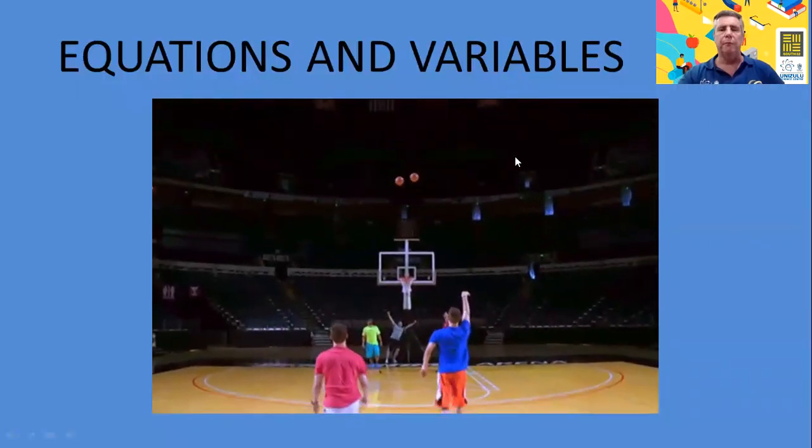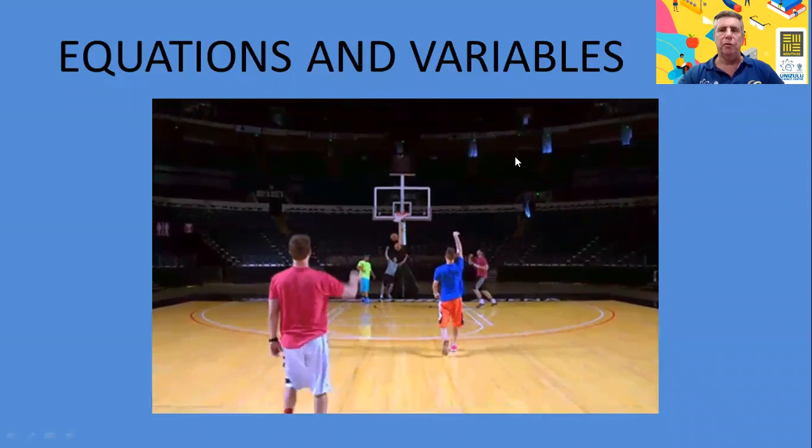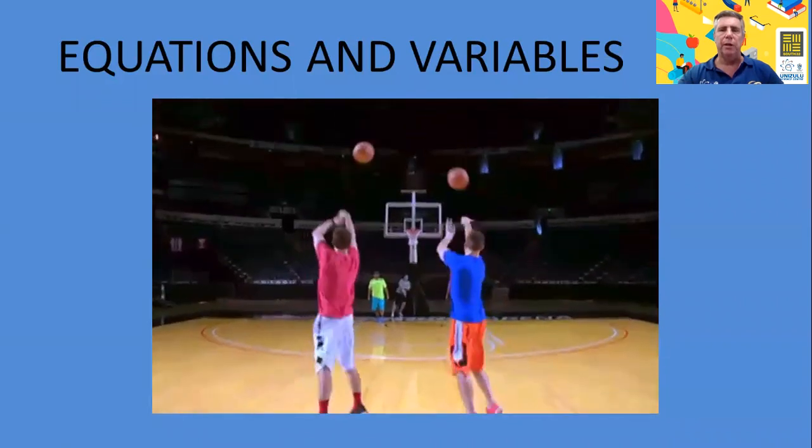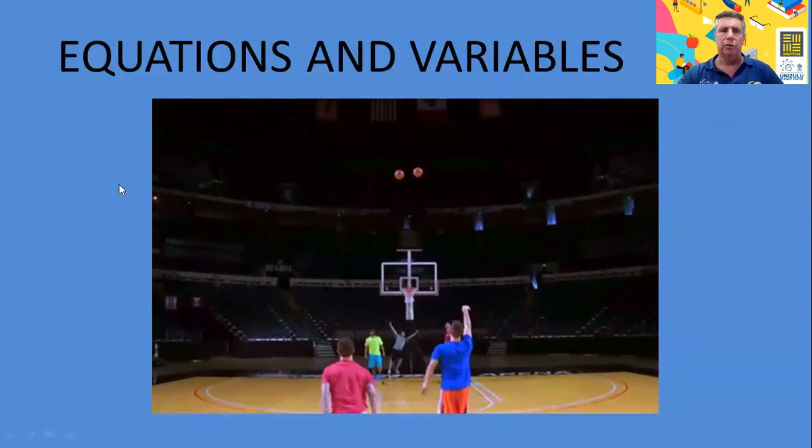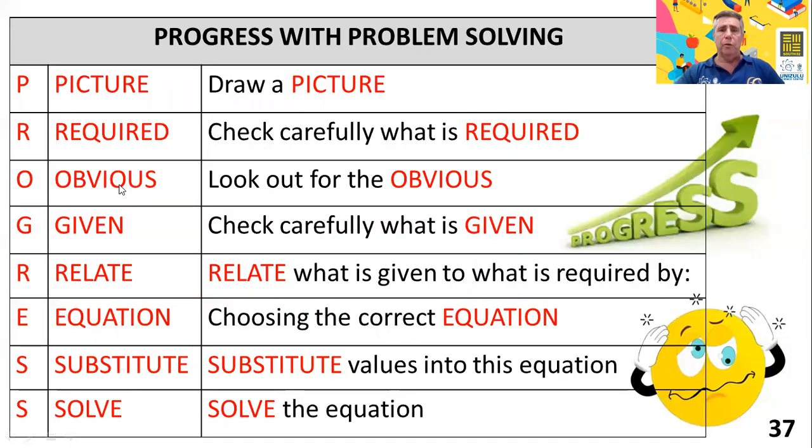So as we said, anything that flies through the air is a projectile, and it can be very accurately described by equations. Now, if you turn to page 37 in your books, we introduced this PROGRESS method for problem solving. You don't have to use it every time, and I encourage you to use it particularly for the 6 to 8 mark questions. Don't waste your time with the 2 or 3 mark questions, but this can be especially helpful in projectile motion.